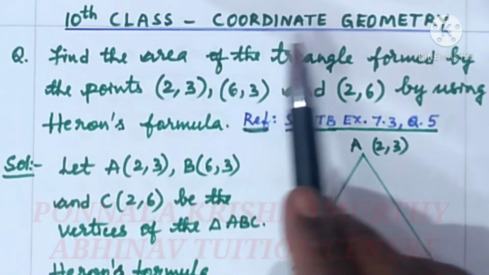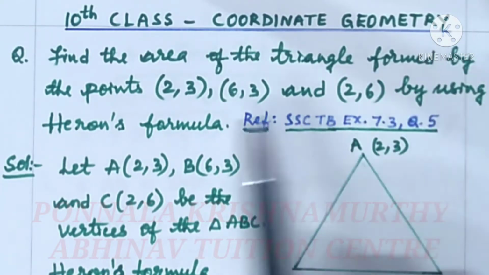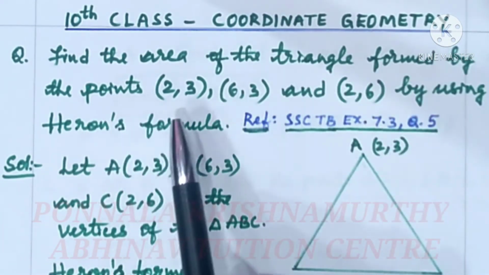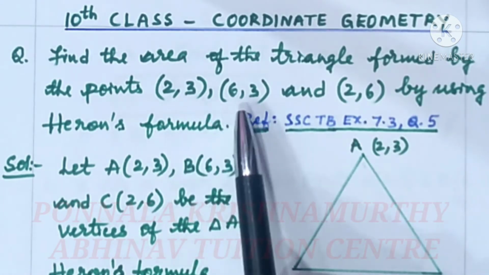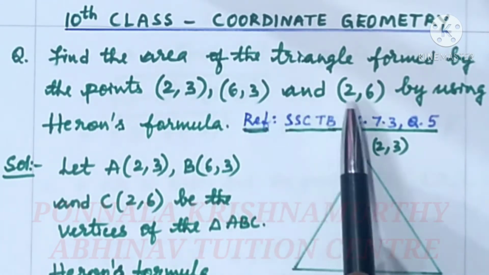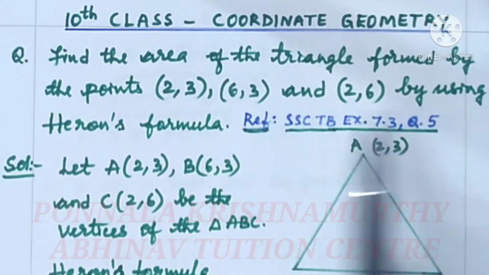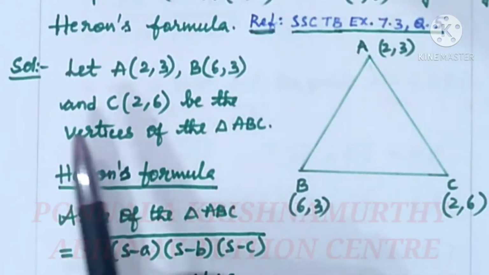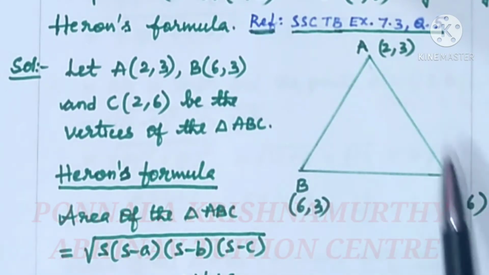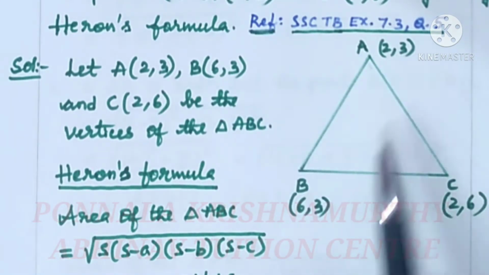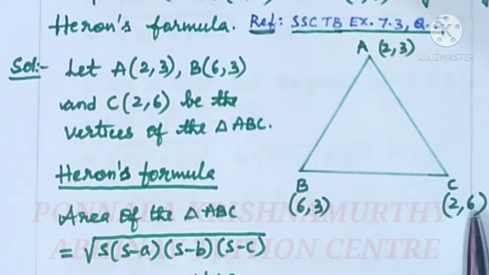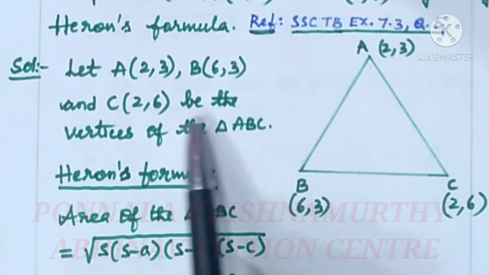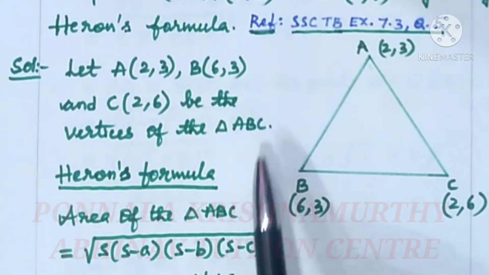10th class, Coordinate Geometry. Find the area of the triangle formed by the points (2, 3), (6, 3) and (2, 6) by using Heron's formula. Reference is here. This is the triangle ABC with vertices (2, 3), (6, 3) and (2, 6). Let A (2, 3), B (6, 3) and C (2, 6) be the vertices of the triangle ABC.